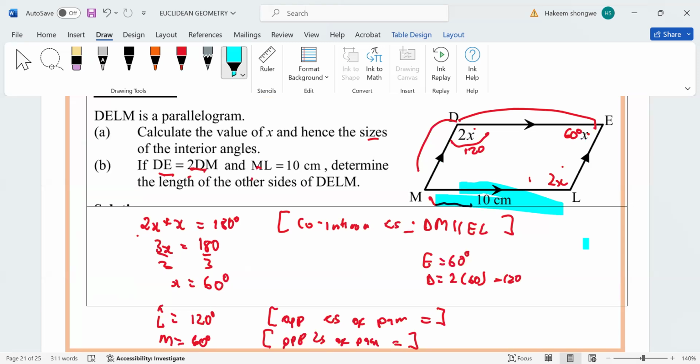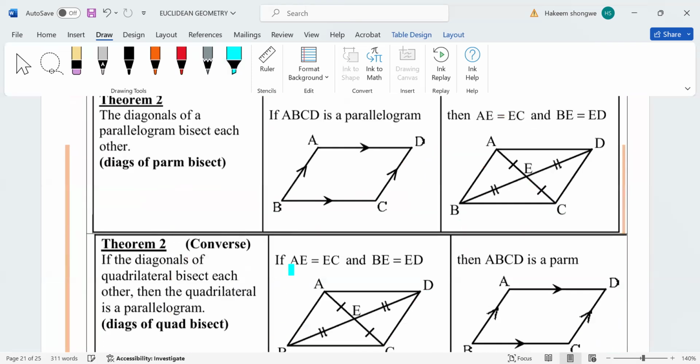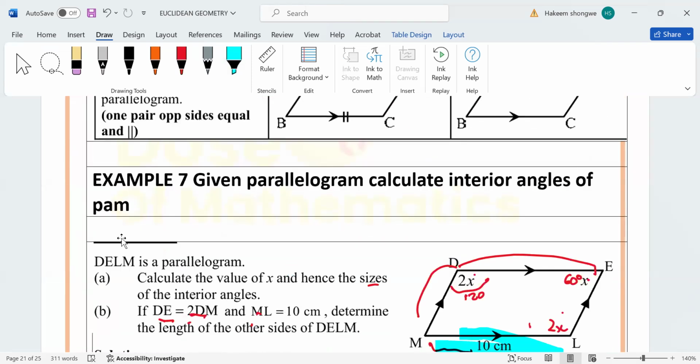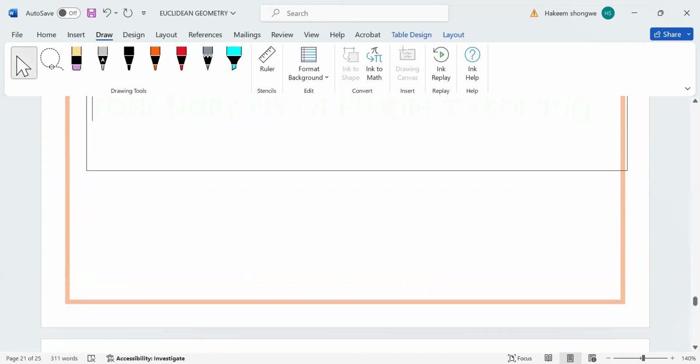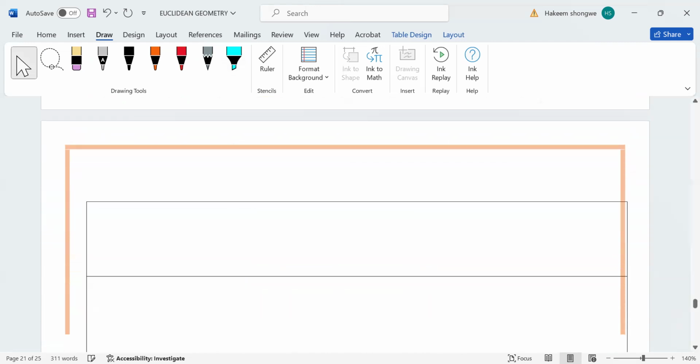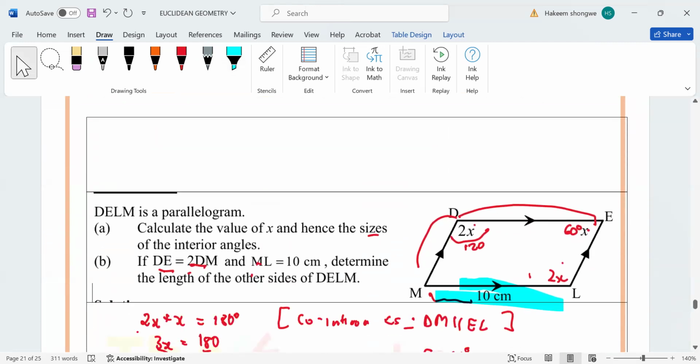How would you calculate the length of the other sides? Based on what we know from Theorem 1, what should we say if it's you? You are going to tell them, number 1, what are you going to say? I want to hear that. Opposite. We're going to start by telling them what DE is. That's the first one. What is going to be DE? We're going to tell them DE is going to be equal to ML.